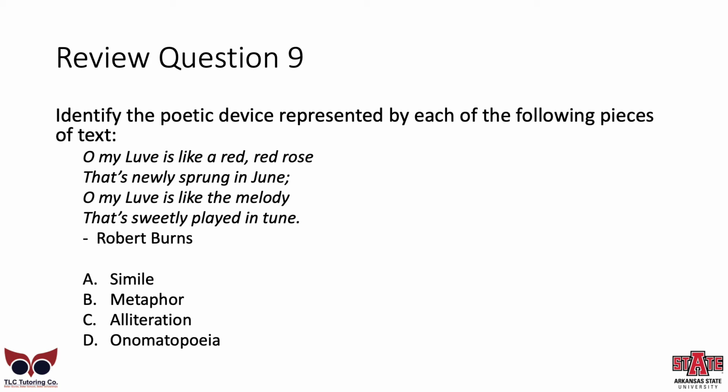Identify the poetic devices represented by each of the following pieces of text. "Oh, my love is like a red, red rose that's newly sprung in June. Oh, my love is like the melody that's sweetly played in tune." Robert Burns. Is this an example of a simile, a metaphor, alliteration, or onomatopoeia?